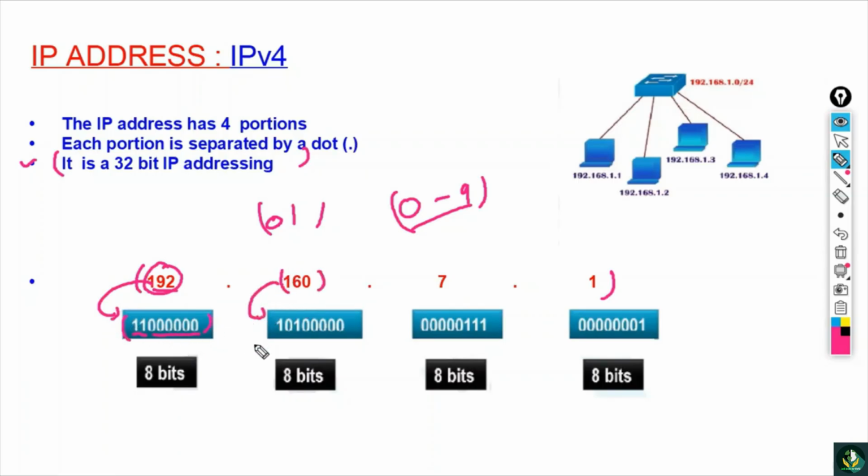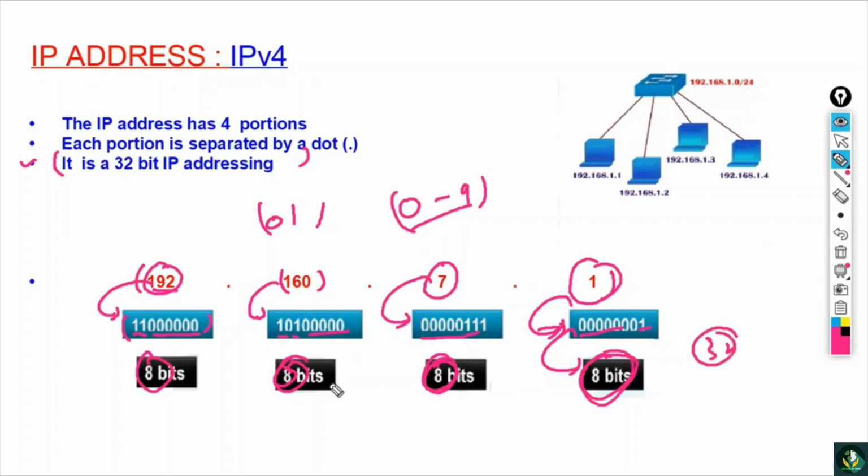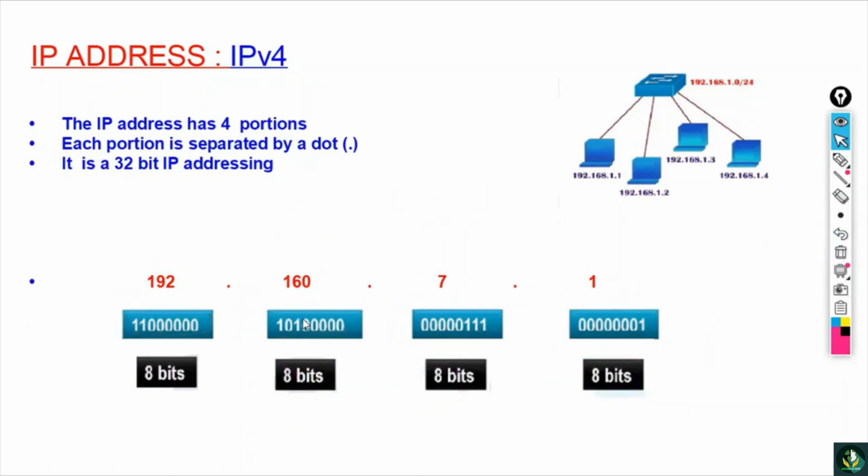160 will be converted to binary numbers, and the binary number of 160 will be 101 and 5 zeros, and it is having 8 bits. And 7 will be converted into binary numbers, and the binary number of 7 will be 5 zeros and 3 ones, and it is also having 8 bits. Then 1 will be converted into binary numbers, and it is having 7 zeros and 1. Again, the fourth portion is having 8 bits here. So if you add 8 plus 8, 16, 16 plus 8, 24, 24 plus 8, 32. So you will get 32 bits in each IP address.